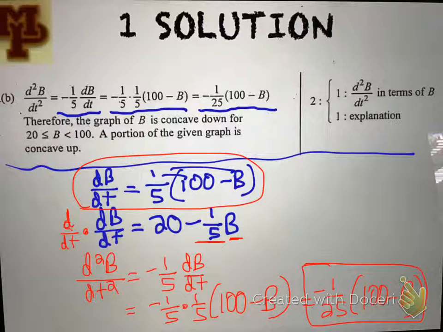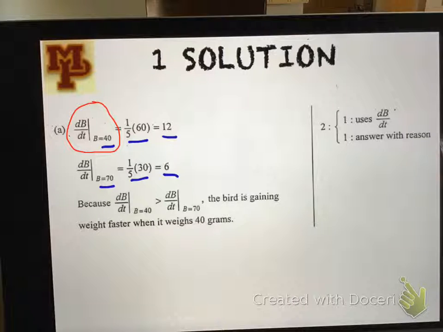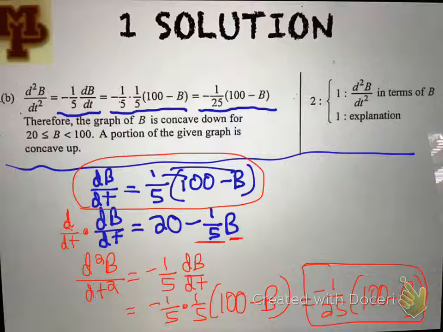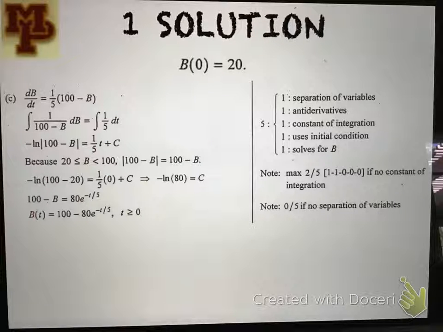Okay. Now part C is our solving, so our separating and solving, knowing the bird is originally at 20 grams. All right. So this is where we separate and solve. And so I think they did an okay job doing this.